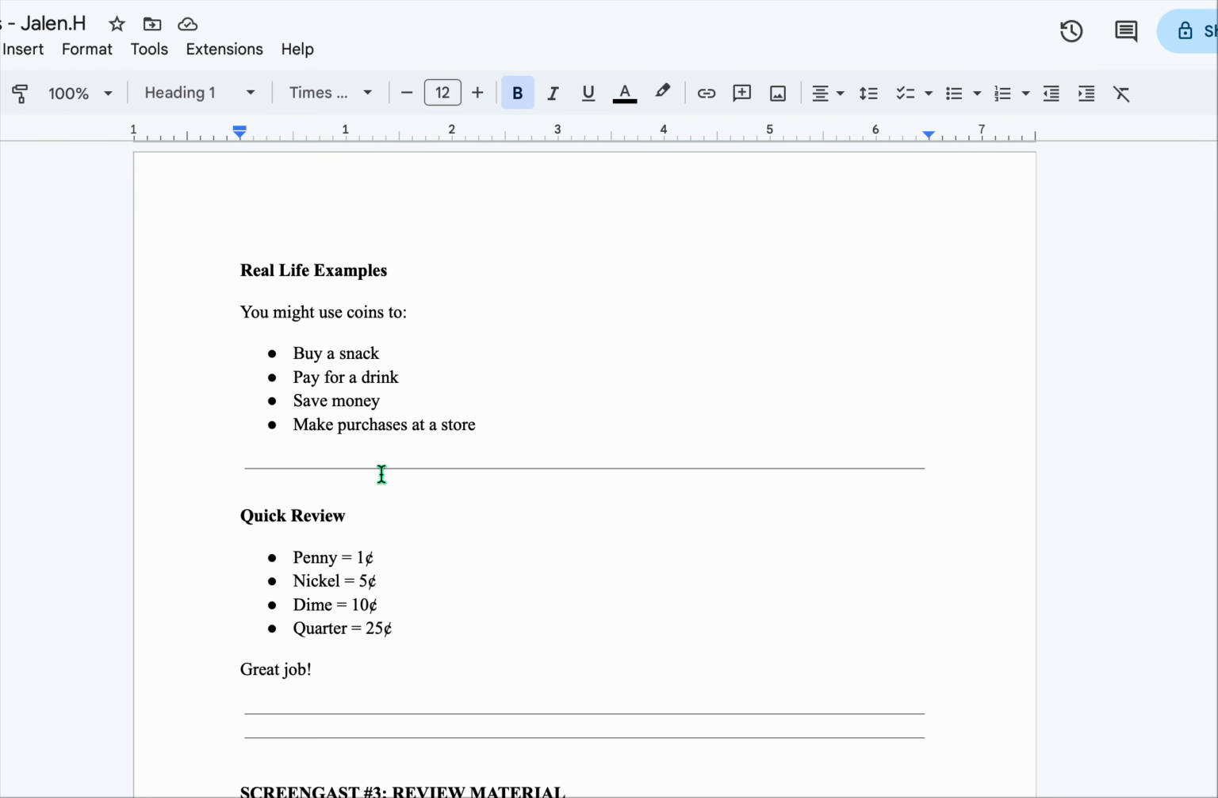So last but not least, we're just doing a quick review. Penny is 1 cent. Nickel is 5 cents. Dime is 10 cents. Quarter is 25 cents. And we always want to finish it off by letting our students know how great of a job they're doing and how proud we are of them for recognizing what's going on and interacting.